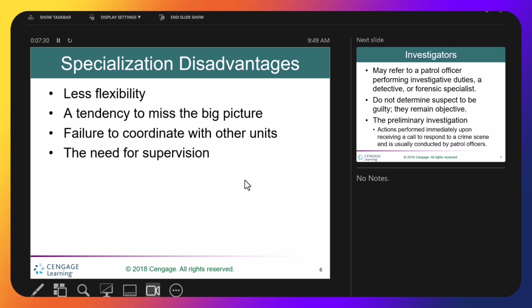Failure to coordinate with other units. These specialized units sometimes tend to want to operate autonomously and not play fair in the sandbox. They don't want to share information or whatever else. So it does happen, and you definitely need supervision with these types of units.